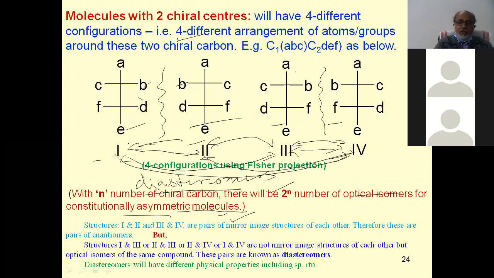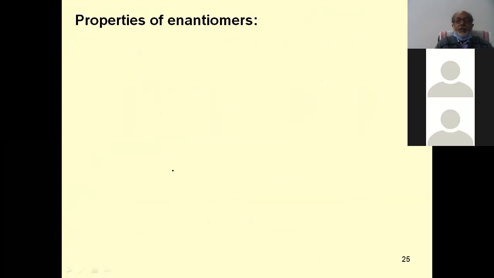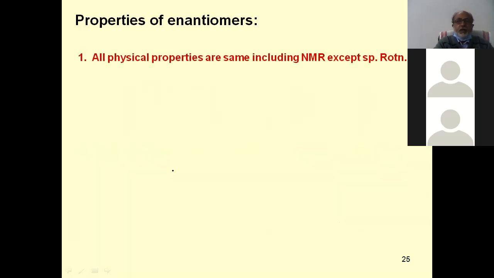Okay. Now let us see the properties of enantiomers. What we say is that the physical properties and chemical properties are supposed to be the same. But let us see what is the actual thing. All physical properties are the same, including their NMR, except specific rotation. We are talking of the properties of the enantiomers, the ones which are mirror image structures. So except this one, all are the same.